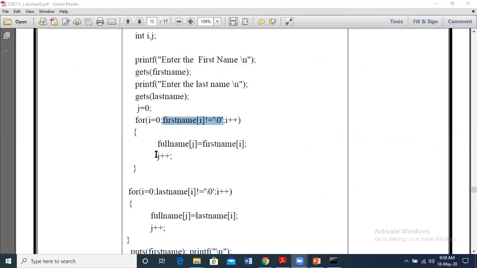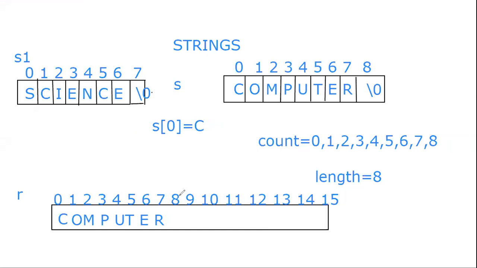But note that J is incremented every time. So every time J will point to the next position. If we see this example, now J is pointing to 8. I value also is 8, right? So both are 8. In this case, note that J value is not changed. J next will not start from 0. If we start from 0, it will overwrite computer itself. We don't want to overwrite it. We want to write the next string after computer, right?